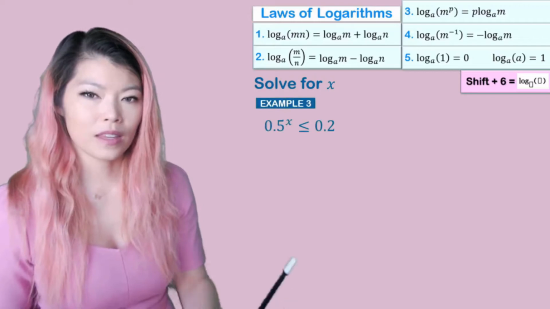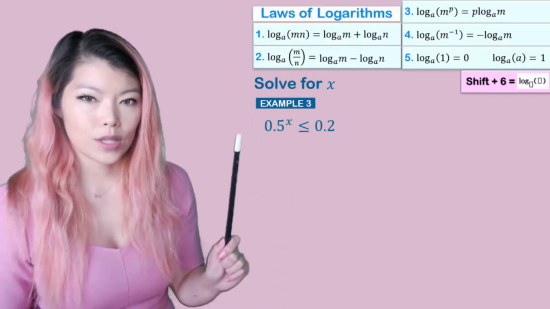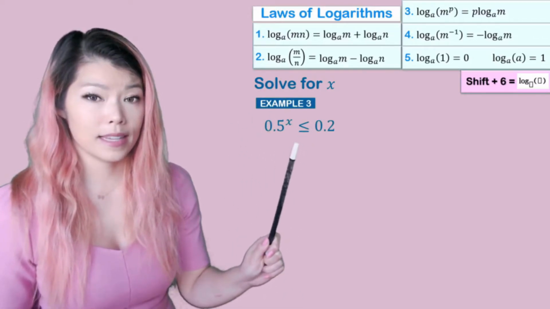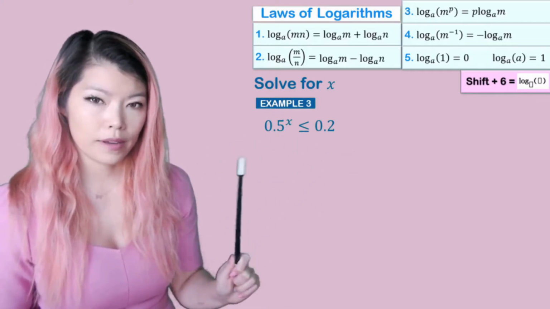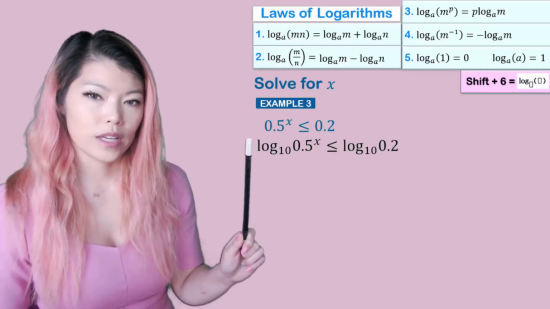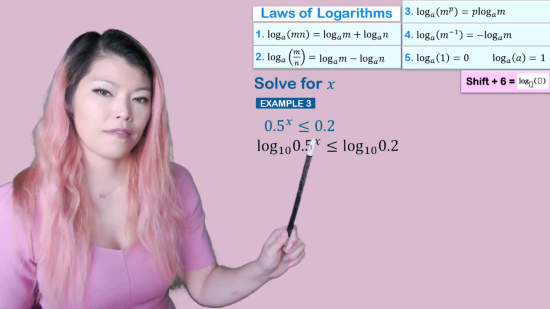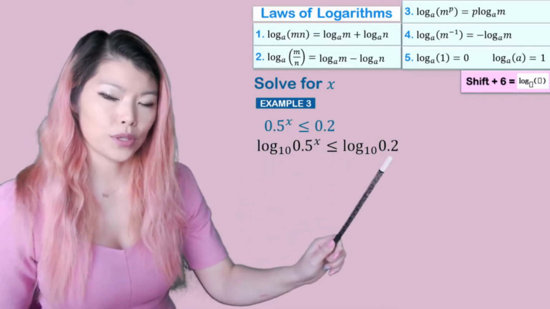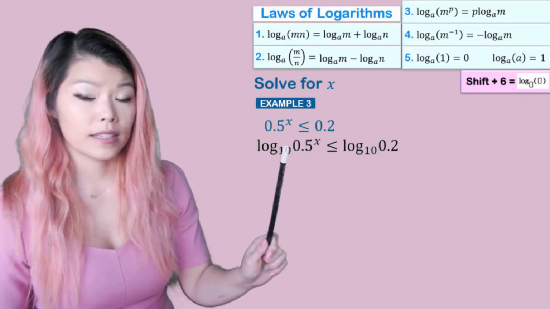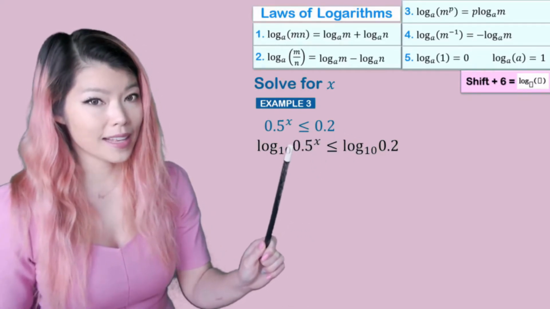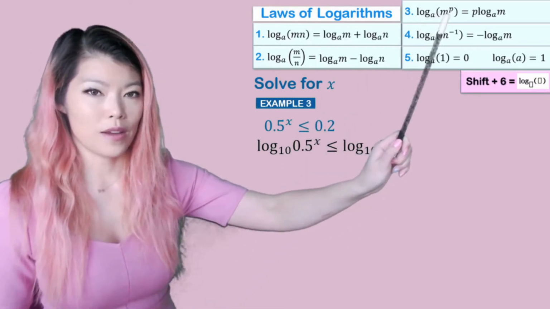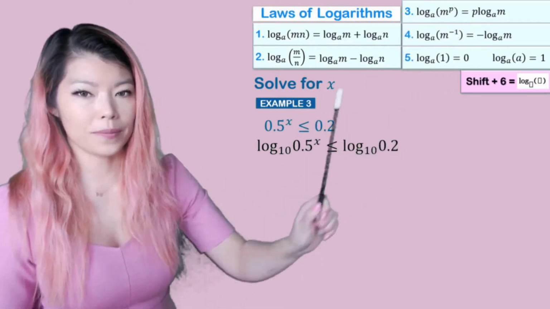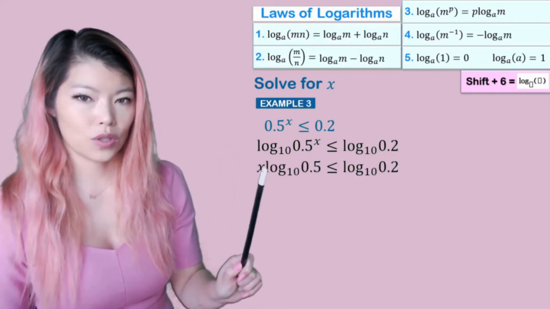Example 3. What about inequalities? 0.5 to the power of x is less than or equal to 0.2. So in this one, we can log both sides since they're fractions. So we can do log base 10 of 0.5 to the x and log base 10 of 0.2. And because this is 0.5 to the x, which of these laws can we use? We can use that one there where we bring the power to the front. So let's do that. We bring the x to the front.